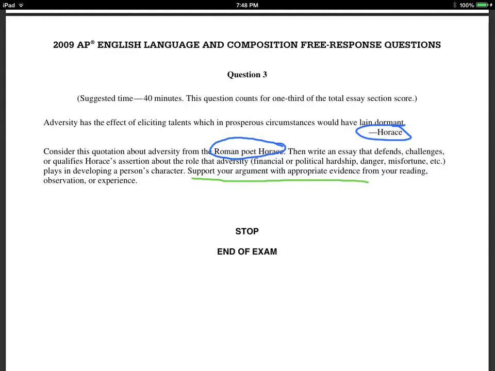Then, of course, be sure you understand the actual task of the essay. Here, it's write an essay that defends, challenges, or qualifies Horace's assertion about the role of adversity and how it plays in developing a person's character. Also, remember that more often than not, almost always, there are two parts to the actual essay idea. One is what is Horace's assertion about the role that adversity plays, and the second part is what does it play in developing a person's character. So there are two pieces to understanding what they want you to write.